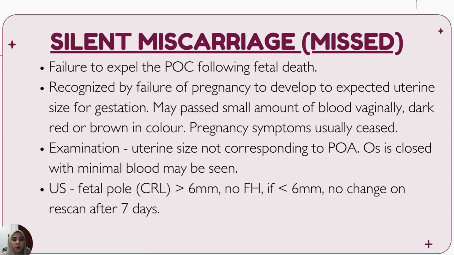For the silent miscarriage, the patient has failure to expel the product of conception following fetal death, recognized by failure of pregnancy to develop or expected uterine size for gestation, may pass a small amount of blood vaginally, dark red or brown in color. Pregnancy symptoms usually cease. Examination will be done to check for uterine size if not corresponding to the period of amenorrhea. Os is closed with minimal blood that may be seen. Ultrasound will be done to look for the fetal hole, which is more than 6 mm, no fetal heart if less than 6 mm, and no change on the repeat scan after 7 days.